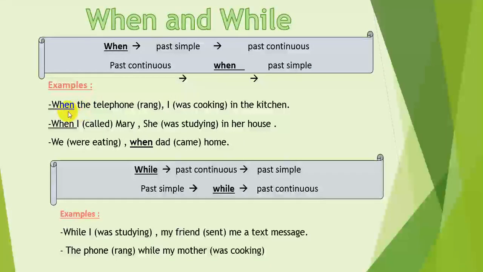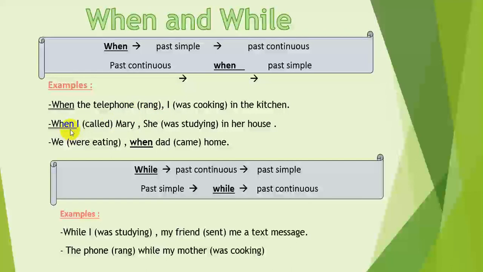Look at this. When the telephone rang, that's the past simple, right? I was cooking in the kitchen. So that was a long action. I was cooking in the kitchen, and something interrupted me. The telephone rang. Okay? And then what I can notice here is that after when comes the past simple. Right? Okay, let's read the other example.